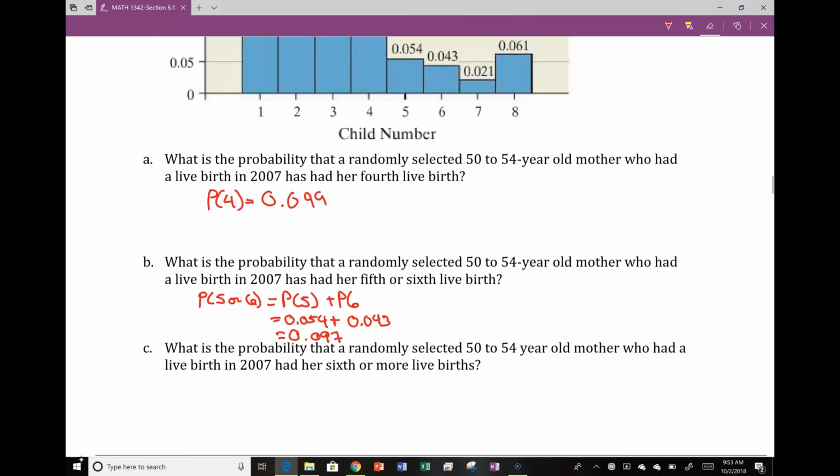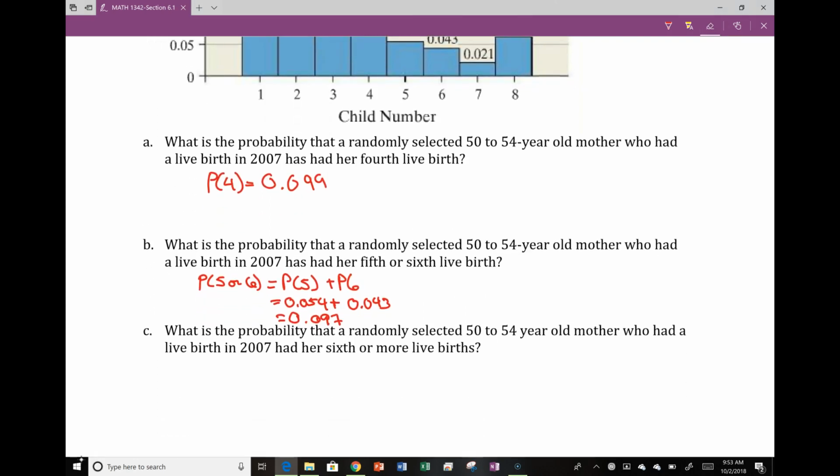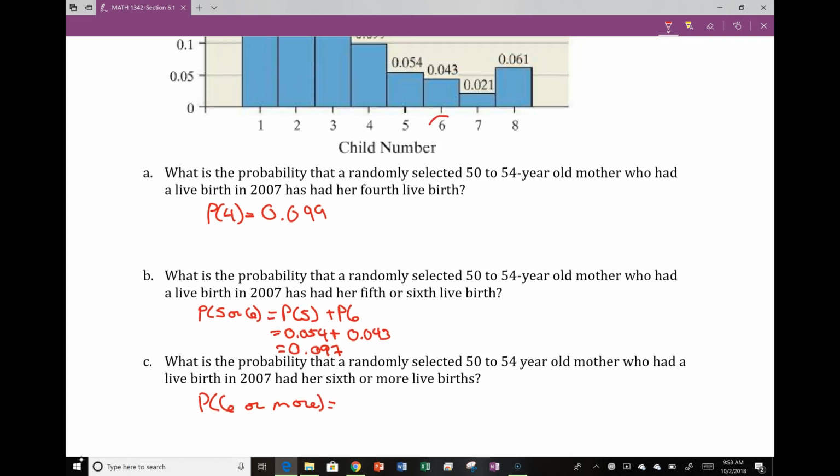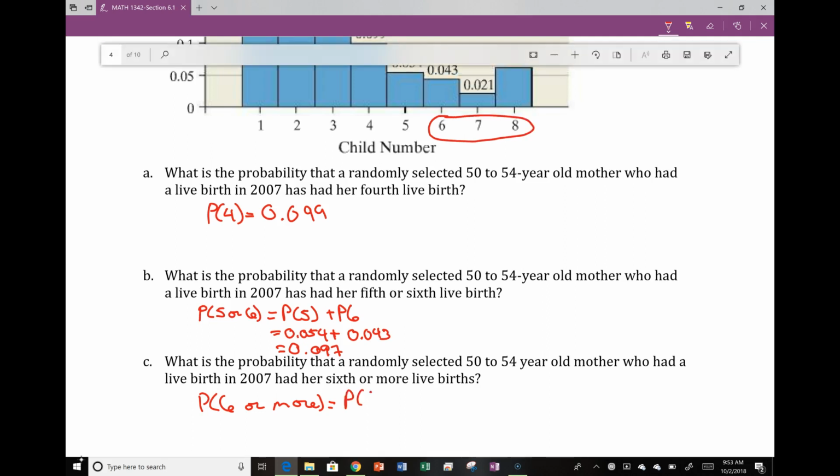Let's look at part C. What is the probability that a randomly selected 50 to 54-year-old mother who had a live birth in 2007 has had her 6th or more live births? So this is going to be the probability of 6 or more. If we look at it, 6 or more is going to be 6, 7, and 8. So we have the probability of 6 plus the probability of 7 plus the probability of 8.